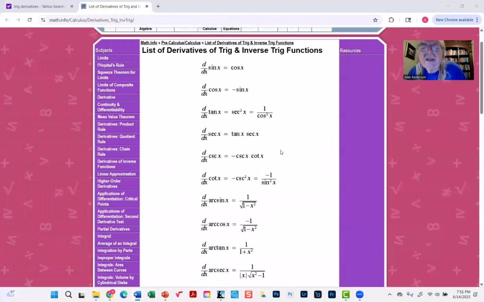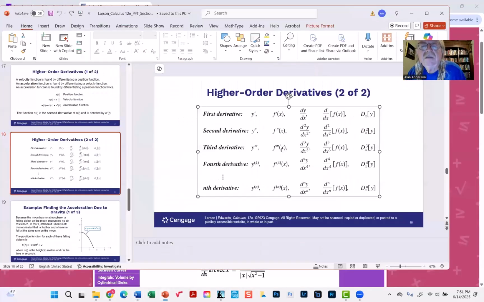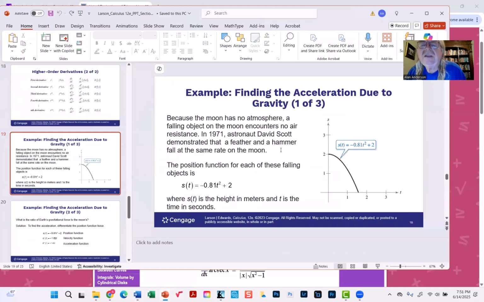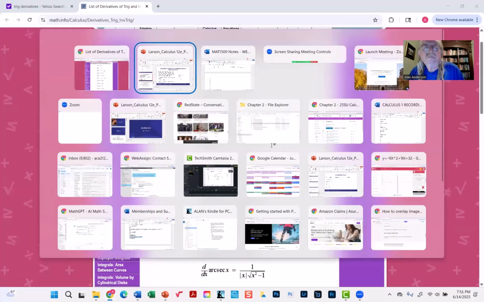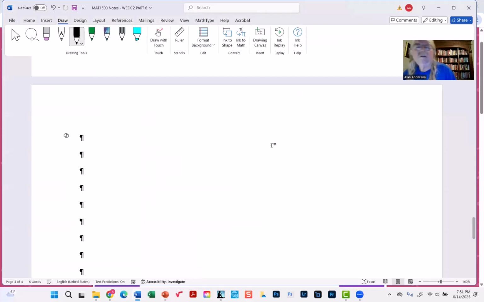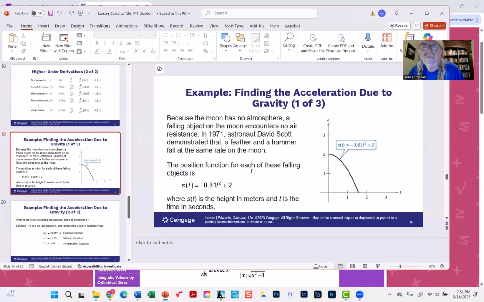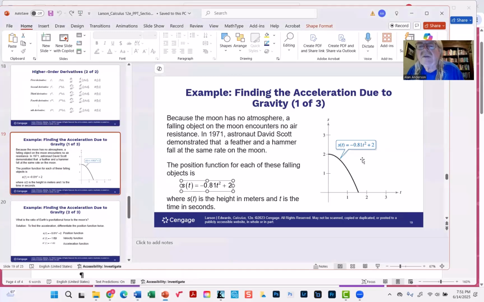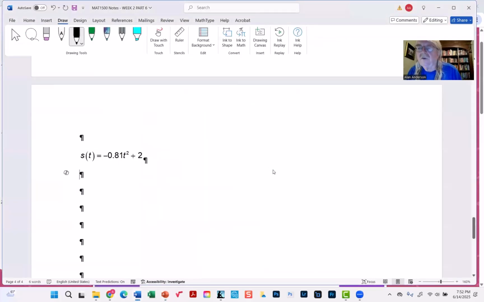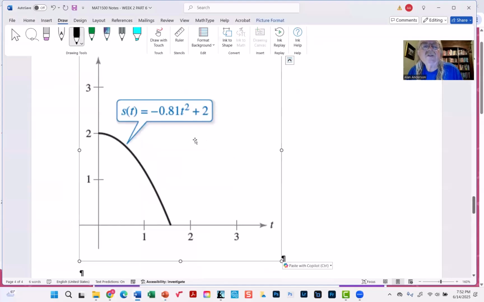So let's see what examples they have for us. Okay, now this is the physics one. S of t, the position. Let's do this one. Oh, what the heck? I'll just copy it. And while we're at it, let's grab the graph. Of course, you notice because this is a physics application, we don't need the other quadrants. Only the first quadrant is relevant.